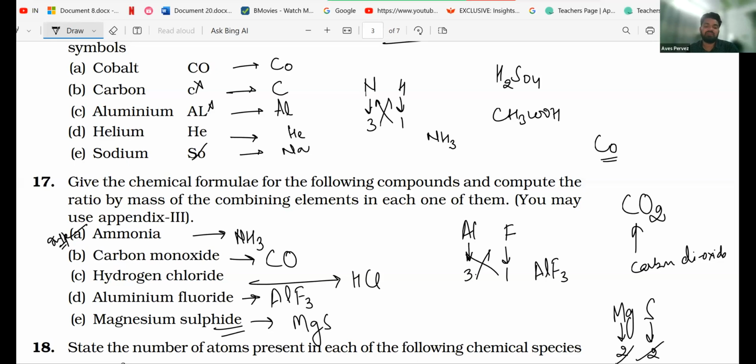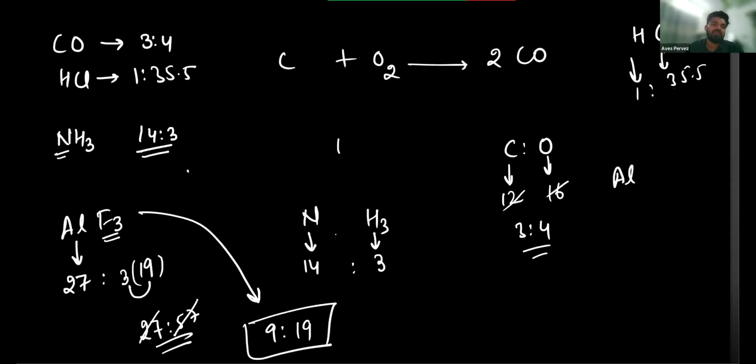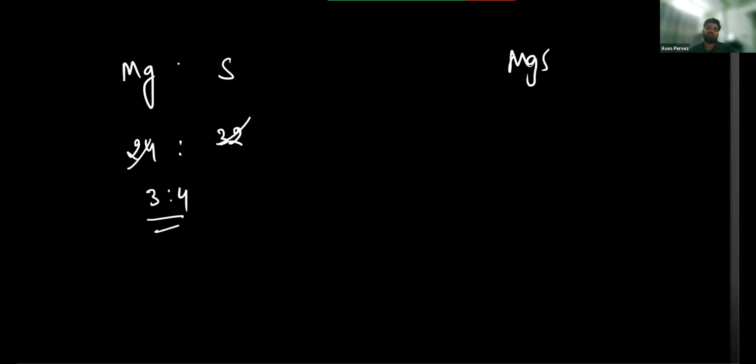Next is magnesium sulfide. What is the mass of magnesium? You need to calculate this on your own. What is the simplest ratio of magnesium sulfide? The formula is MgS, only one magnesium and one sulfur atom. So what is the ratio? The mass of magnesium is 24, and that of sulfur atom is 32. You cut it by 8? 3:4. Very good.